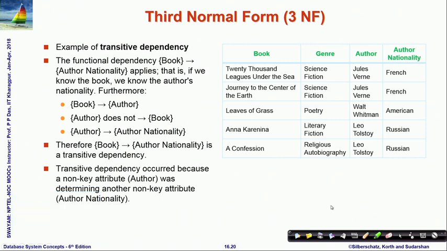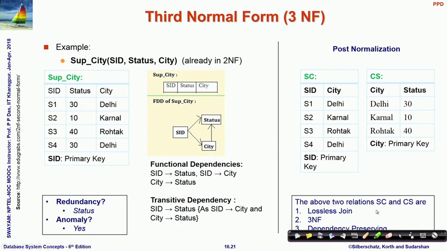They have given another example of a very different kind of relationship: book, genre, author and author nationality. As you can understand, given the book, you know the author, there is a functional dependency. Given the author, you know the author nationality, but author does not actually determine the book, because the author may have written multiple books. But given that book determines author and author determines author nationality, we have that book determines author nationality, and therefore we have the possibility of redundancy, which is a transitive redundancy due to this transitive dependency.